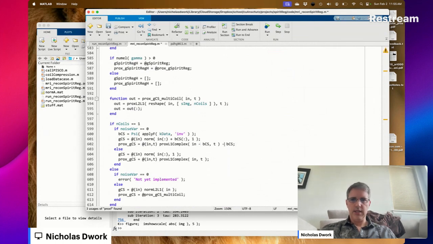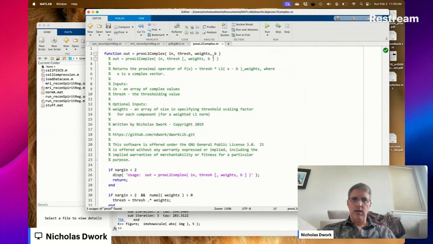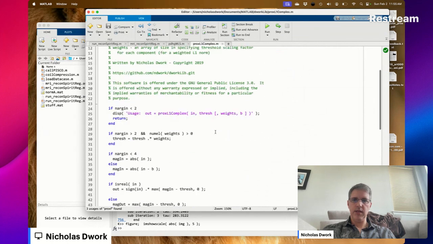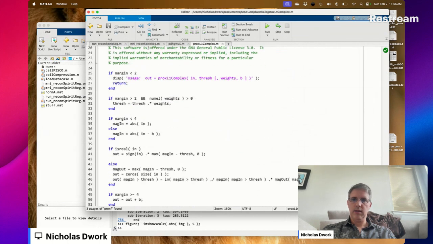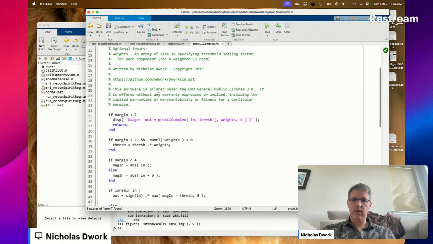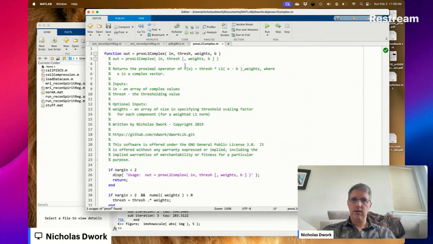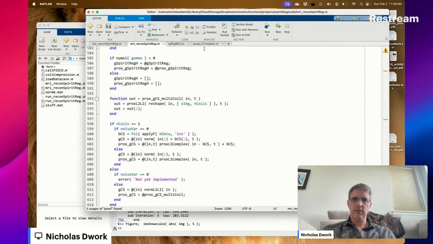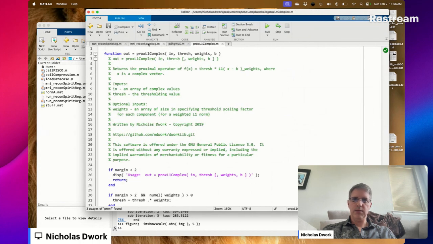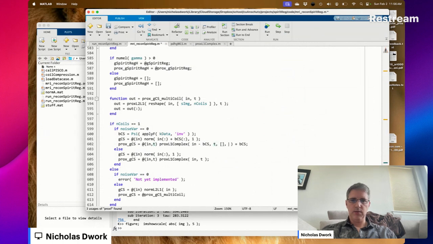Or should it be like this? I can put a B right there, so there's a minus B. I could just do it here. In thresh weights B. In thresh weights BCS. But this isn't hard, right? So I should be able to figure this out.